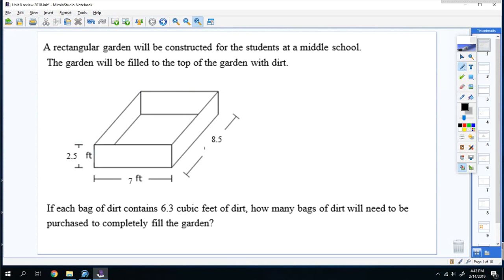Okay, so this is your Unit 8 review. Number 1, a rectangular garden will be constructed for the students at a middle school. The garden will be filled to the top of the garden with dirt. So we're going to have to find the volume. So the volume formula is V is equal to big B times H.